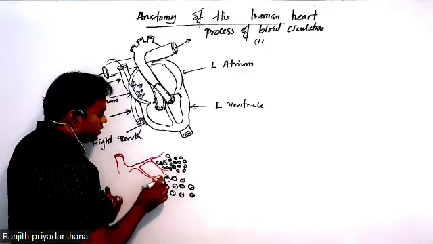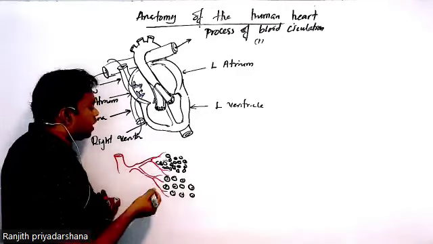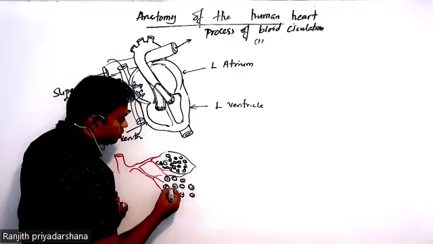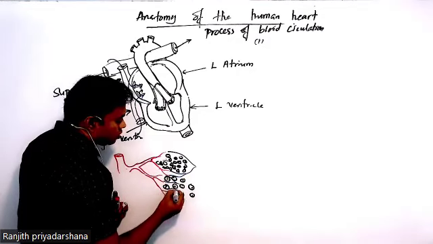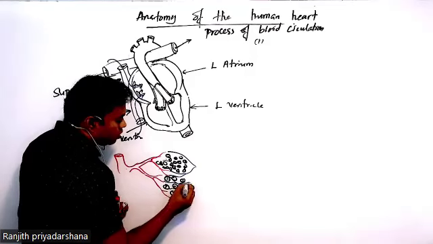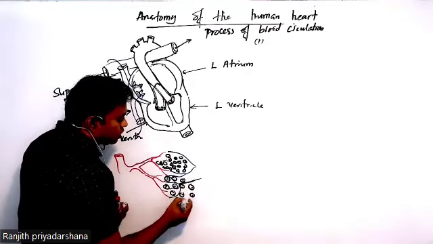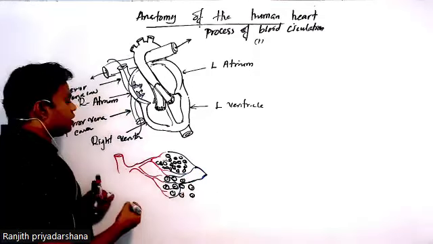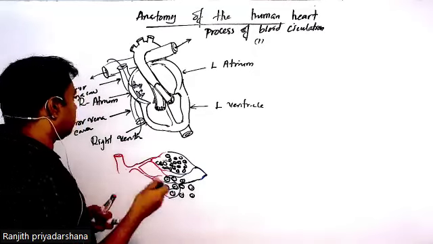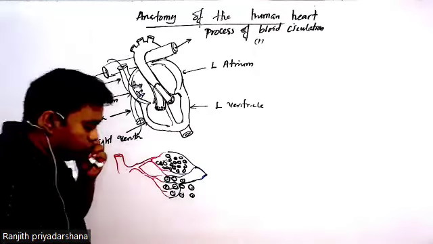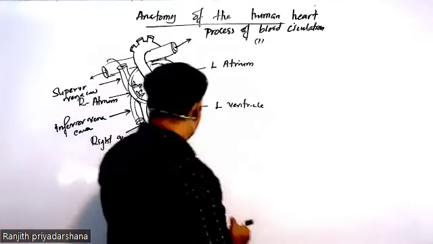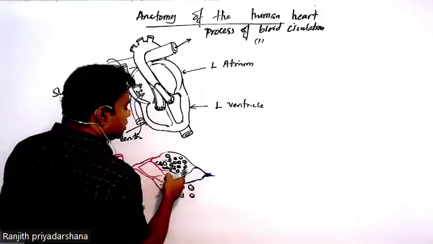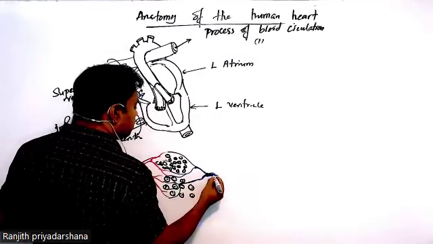And after utilizing them in the process of cellular respiration and all other metabolic activities, what happens? Carbon dioxide and some unwanted excretory products are produced. And they have to be taken away from the body, and carbon dioxide is to be sent towards the lungs. Then it is taken by these capillaries and next the venules.